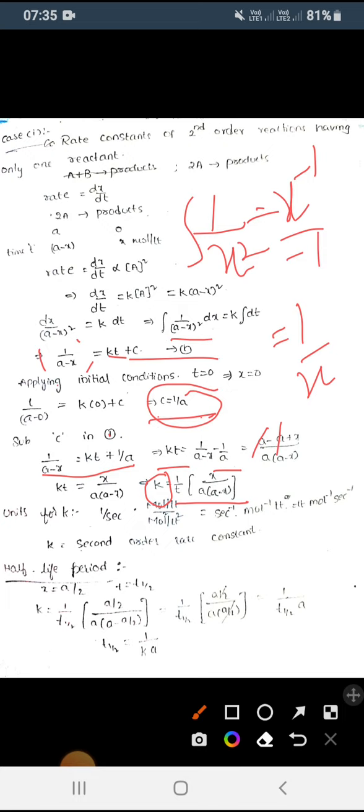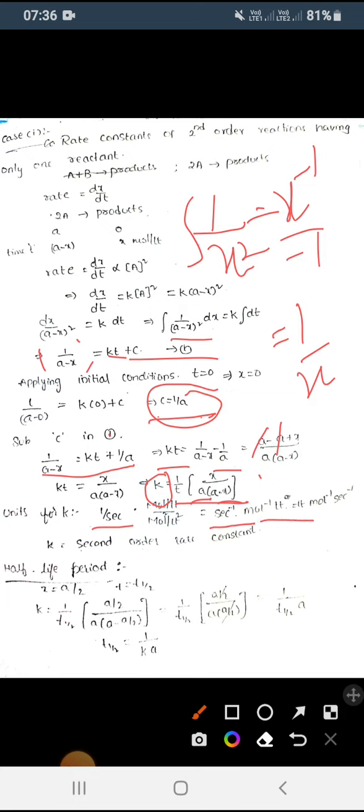If you see the units, 1 by t is nothing but second inverse, x is moles per liter, and this is concentration, mole square per liter square. One mole and one liter will get cancelled. Then you are going to get second inverse, mole inverse and liter. So these are the units.